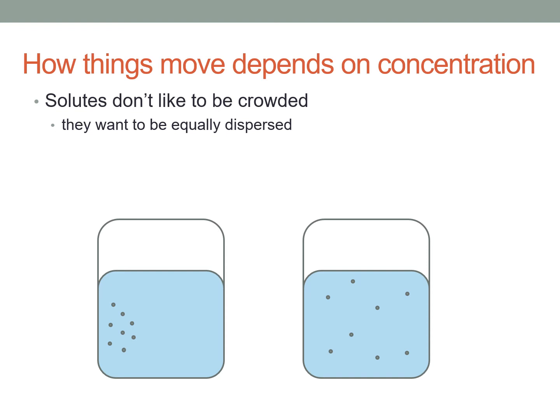Things will spread out. They don't want to be all clumped up over here. So over time, they're just going to be equally dispersed and spread out. That will happen on its own. It is passive. It doesn't take any energy. You don't have to do any work to make that happen, right? It's like letting something fall off a table, all right? Unhappy solute, very happy solute.